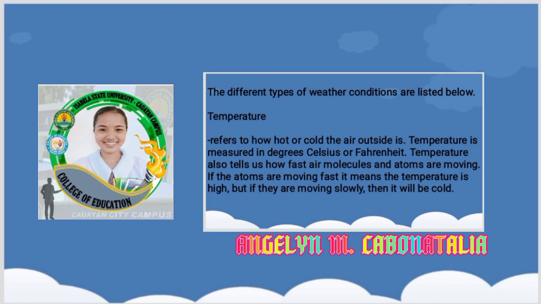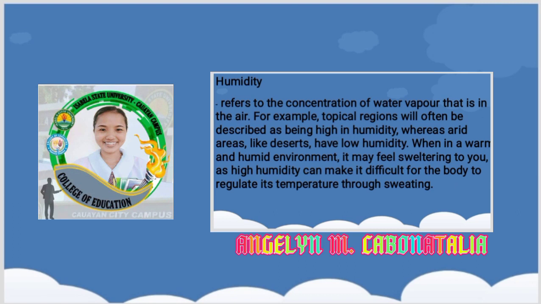First is the temperature, which refers to how hot or cold the air outside is. Temperature is measured in degrees Celsius or Fahrenheit. Temperature also tells us how fast air molecules and atoms are moving. If the atoms are moving fast, it means the temperature is high, but if they are moving slowly, then it will be cold. Second is humidity.